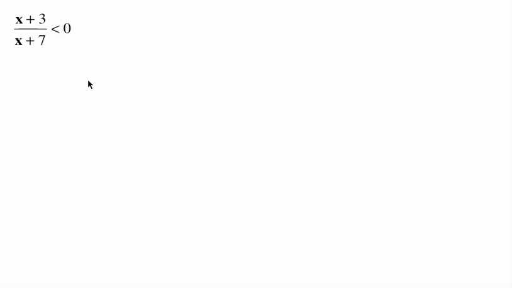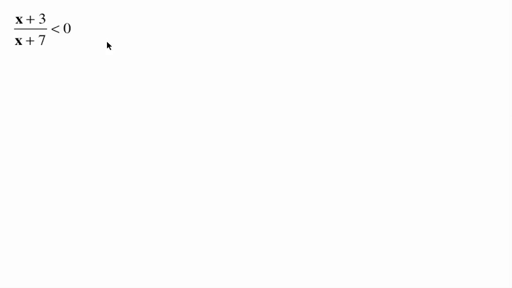All right, inequalities containing rational expressions. Here's the first example. We have x plus 3 divided by x plus 7 is less than 0. Now the problem is we don't know whether x plus 7 is positive or negative. So if we decided to multiply both sides by x plus 7, we don't know what to do with this inequality, whether to flip it or not.